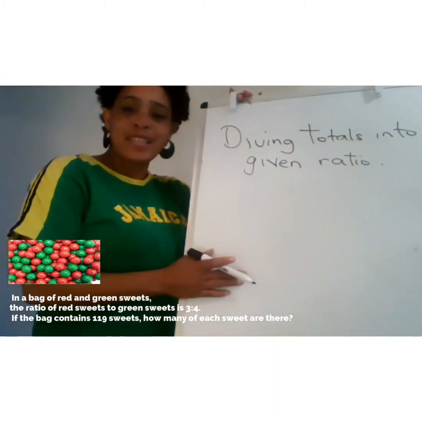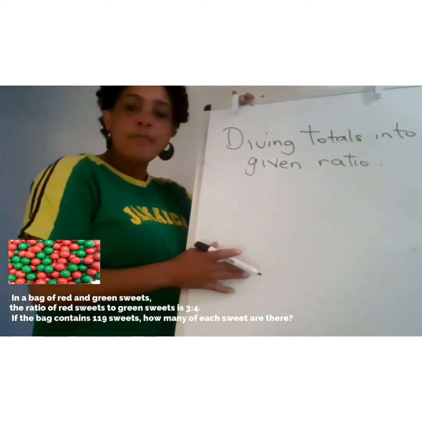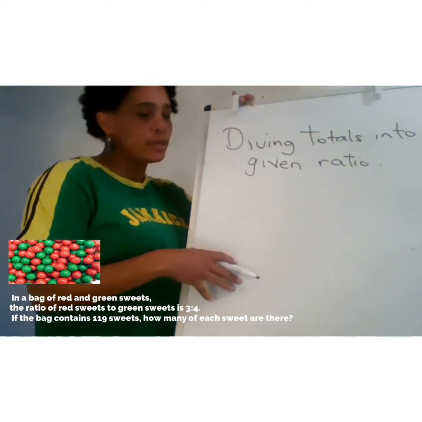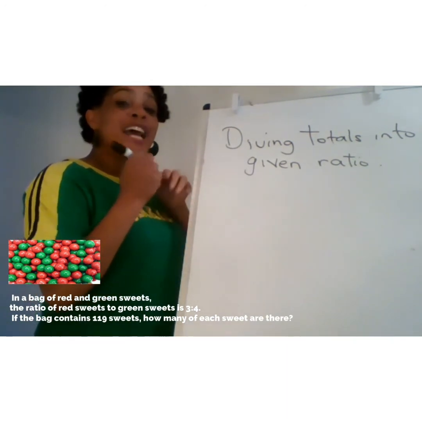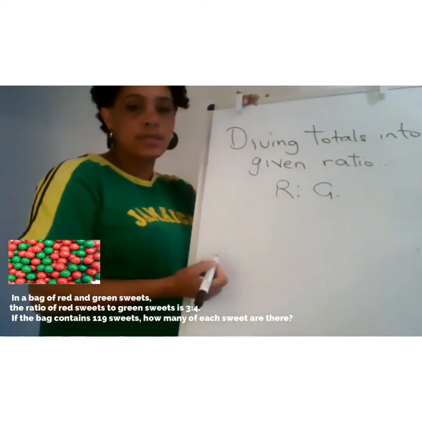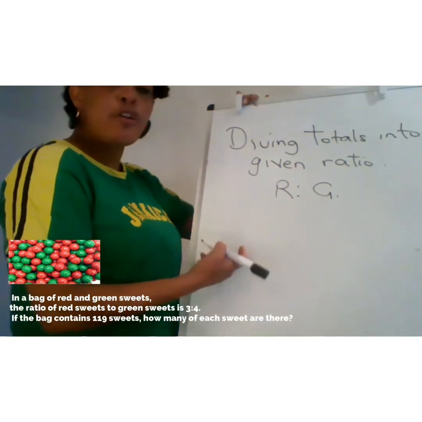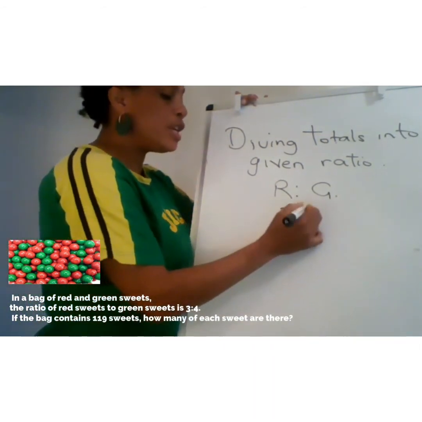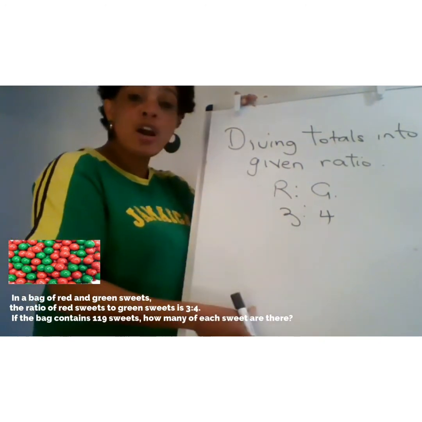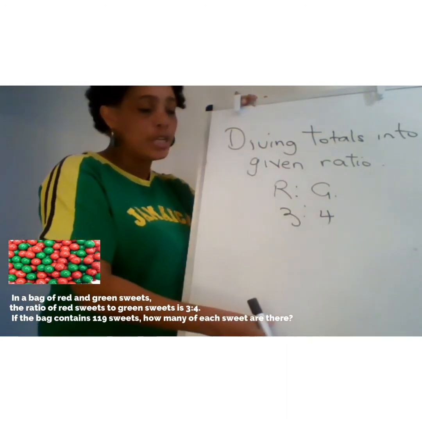Now let's think about another question. Imagine a packet of sweets has in 119 sweets, and there are red and green sweets in there. And we know that the ratio of red to green is 3 to 4. Our question is, how many are red and how many are green?